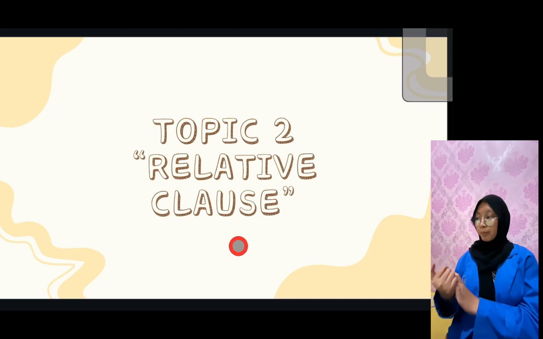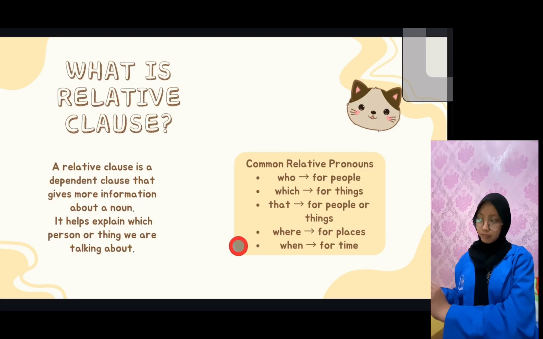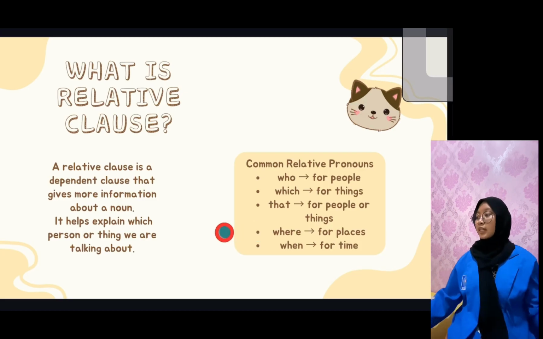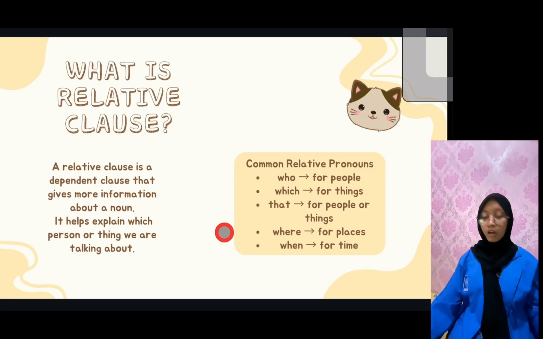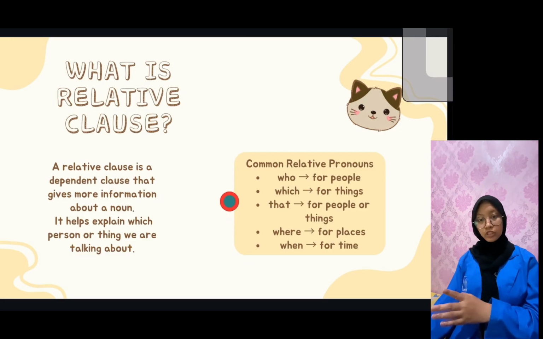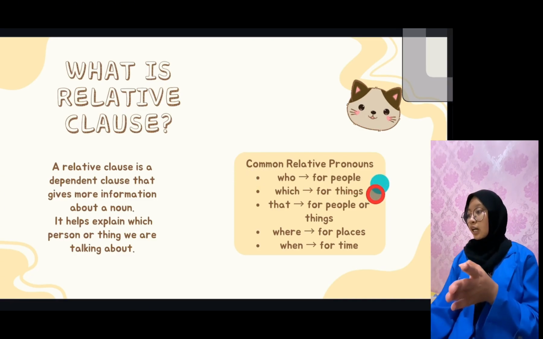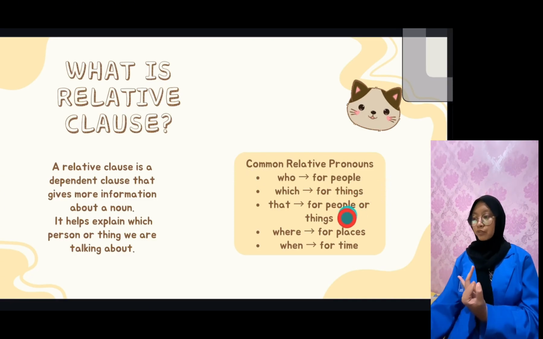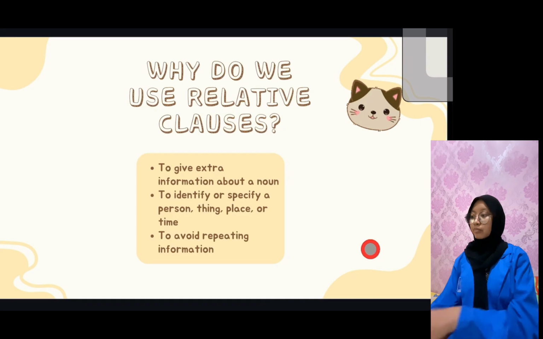Moving on to the next topic, which is relative clause. What is a relative clause? A relative clause is a dependent clause that gives more information about a noun, and it helps explain which person or thing we are talking about. Relative clauses usually begin with relative pronouns, such as "who" for people, "which" for things, "that" for people or things, "where" for places, and "when" for time.